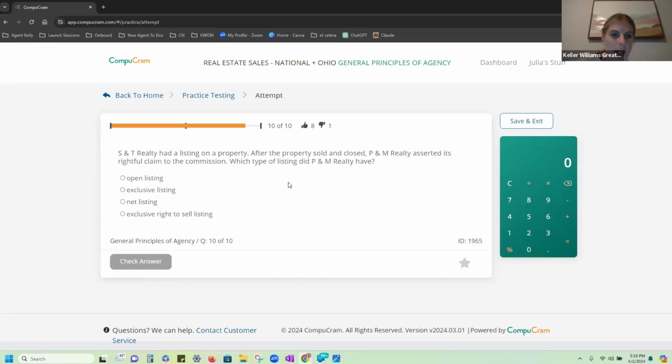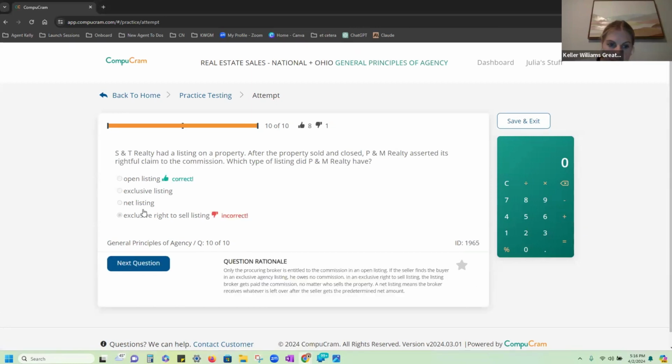S&T Realty had a listing on a property. After the property sold and closed, P&M Realty asserted its rightful claim to the commission. Which type of listing did P&M Realty have? A, open listing, B, exclusive listing, C, net listing, or D, exclusive right to sell listing. Definitely a tricky question. All right, we got D. And it is A. Oh, I thought it was D too. So only the procuring broker is entitled to the commission in an open listing. Oh, so they're assuming that S&T Realty did not get any commission. So this was tricky when wording it. So P&M Realty are the only ones who got the commission on this.